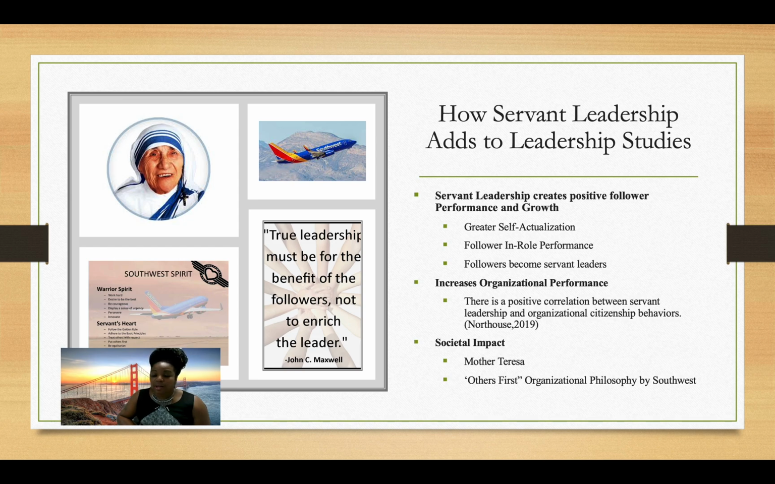Outcomes are the measurable indicators in the addition to leadership studies. Outcomes include follower performance and growth, which focuses on greater self-actualization, in which servant leaders encourage followers to be their best selves. Followers also perform better, being more successful in achieving and completing their jobs and job descriptions. And followers also transition and become servant leaders.